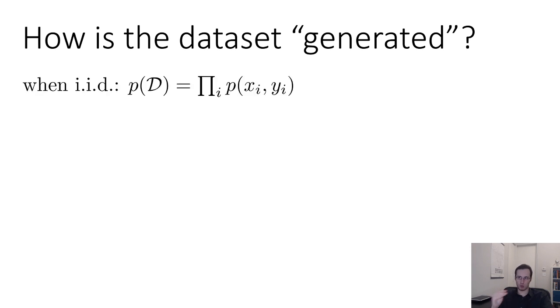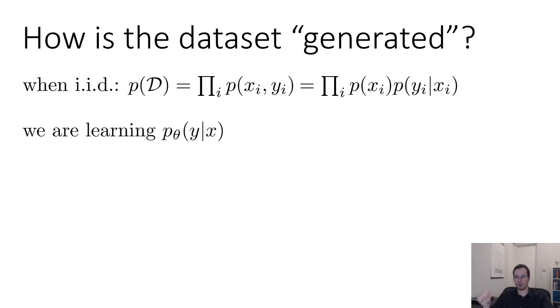Okay, so we have a probability associated with our data set. Now, we're not learning p of x comma y, we're learning p of y given x. So we can decompose this using the chain rule. And now we have a probability associated with our data set expressed as a product over all of our data points of p of x_i times p of y_i given x_i. And what we're learning is y given x. And I'm going to call it p theta here just to emphasize that now it's the learned function that depends on our parameters.